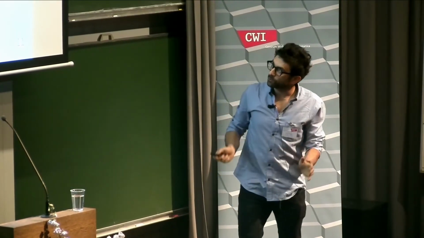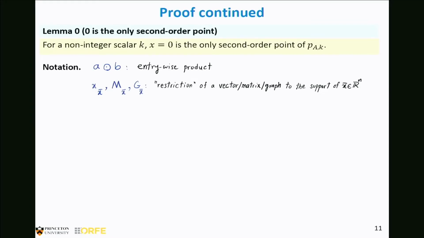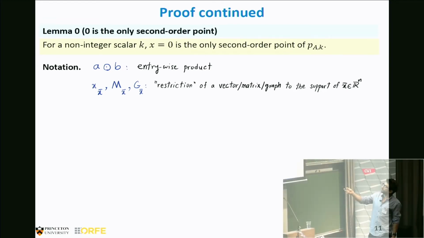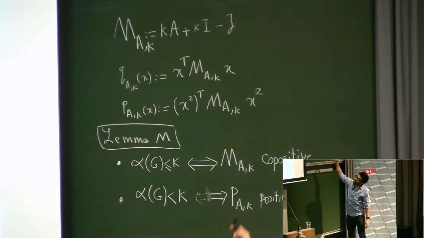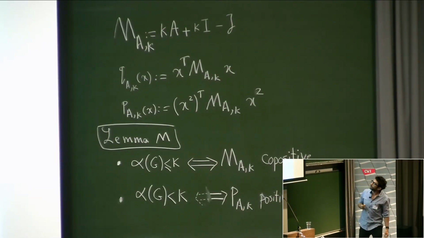Okay, so now the goal is to prove lemma 0, which is very easy to state. If you have a non-integer k and you construct this polynomial of degree 4 in R^n, then 0 will be the only second order point. Okay? And this is where it gets kind of interesting.